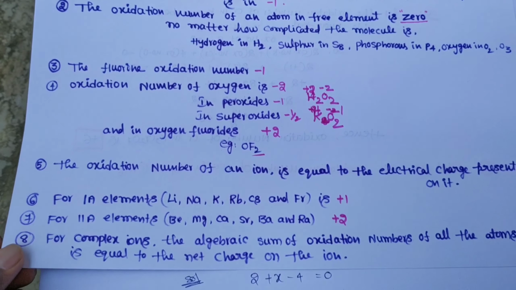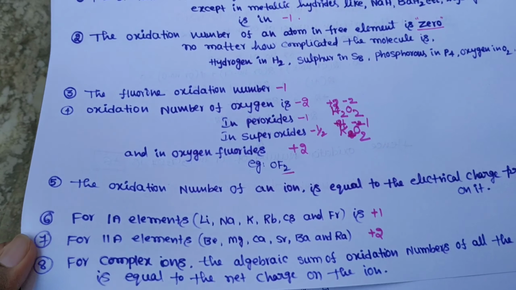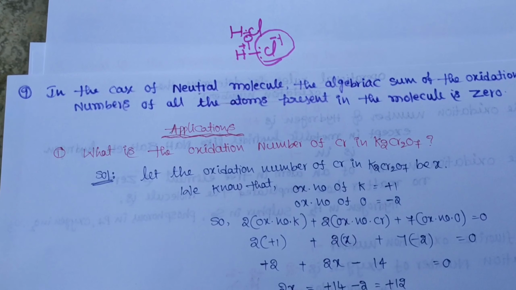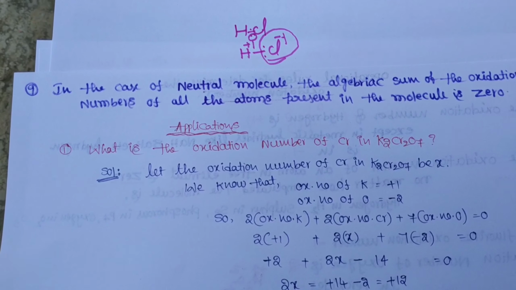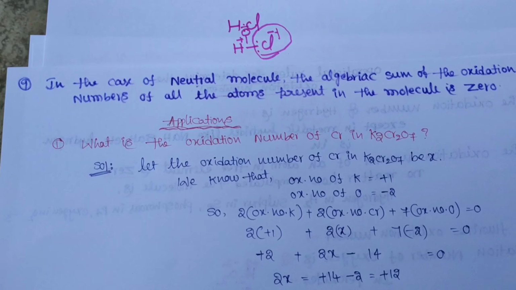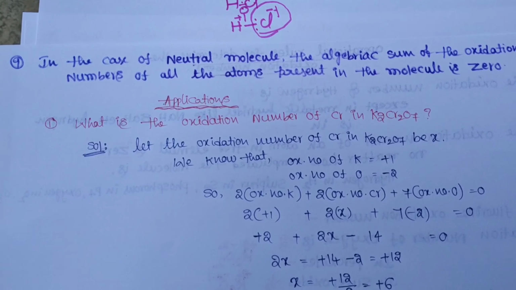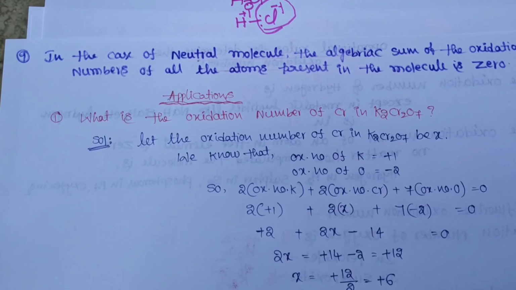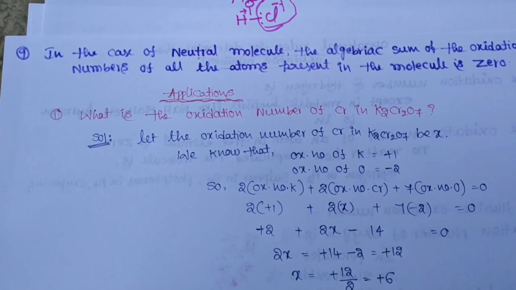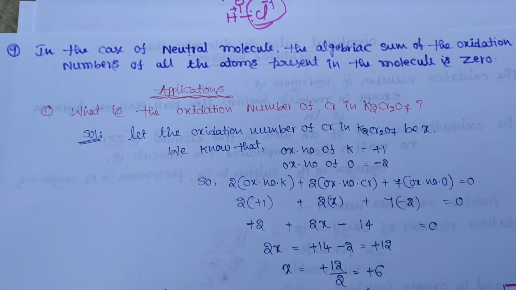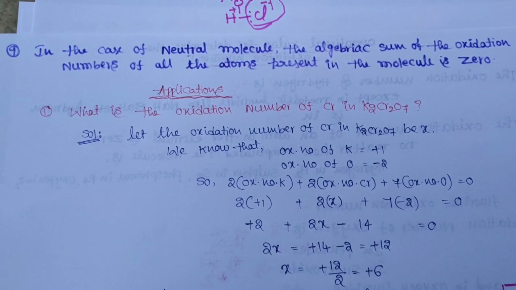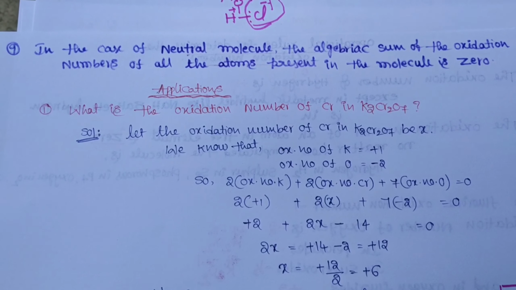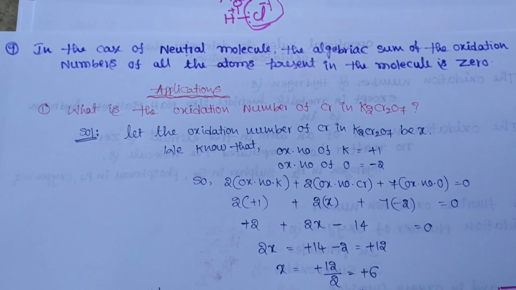And one more rule is there, that is also very important. So that one we can see. So that is in the neutral molecule. So we discussed about charge containing complex ion, right? So here one more rule is there. So in the case of neutral molecule, the algebraic sum of the oxidation numbers of all the atoms present in the molecule is 0. So you have to take a neutral molecule, so no charge on that. So that time the total oxidation numbers of the atoms is equal to 0. So then only it is correct, otherwise it will not be correct.